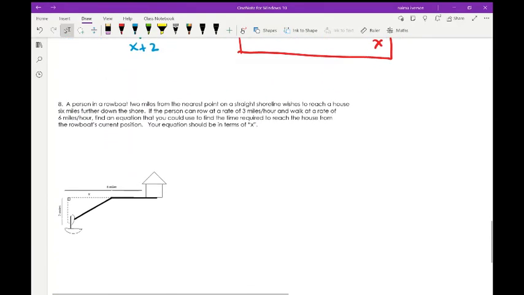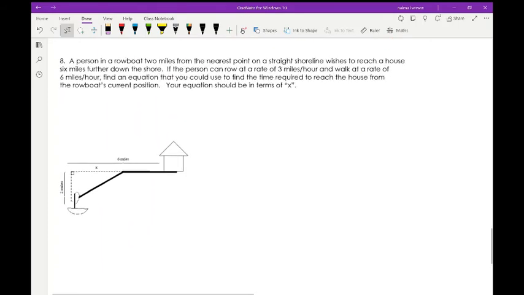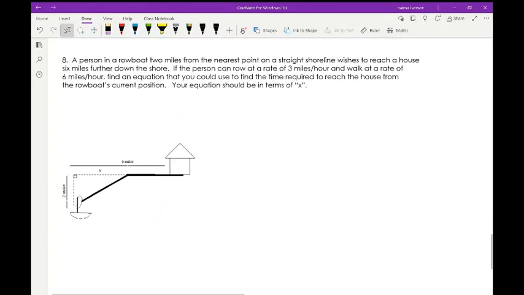All right, last one. Okay, let's see what this diagram looks like. A person in a rowboat 2 miles from the nearest point, so this part right here is 2 miles, on a straight shoreline wishes to reach a house. There's the house right here, very fancy, 6 miles further down the shore.